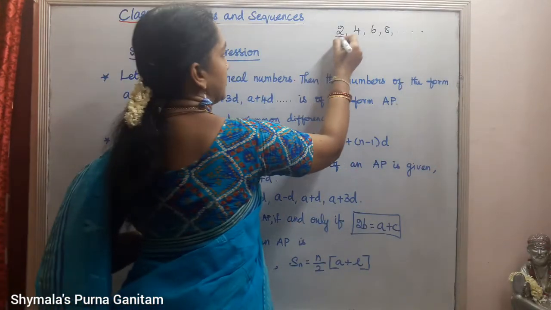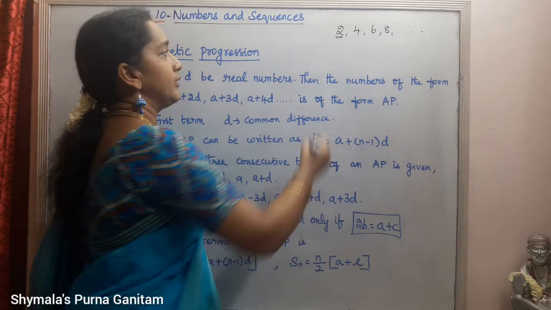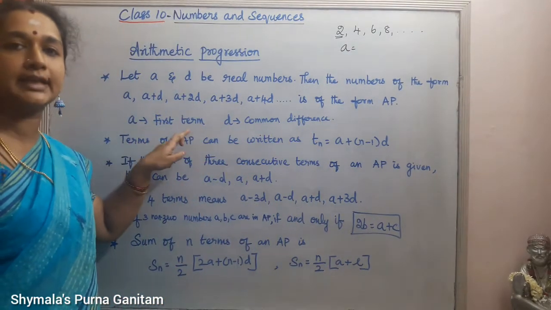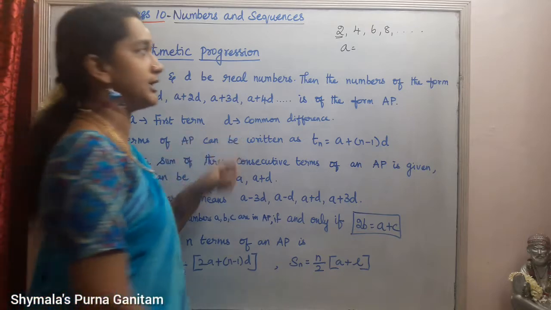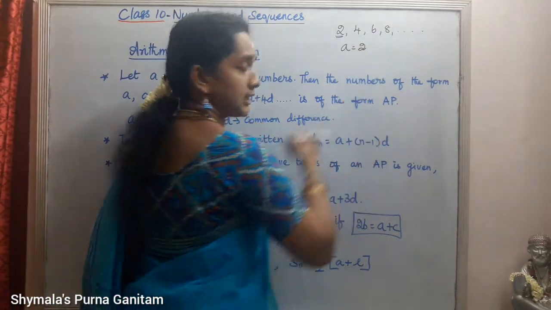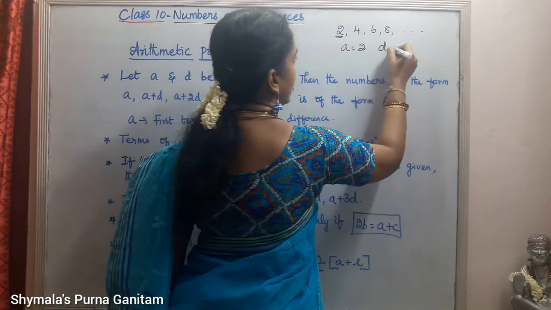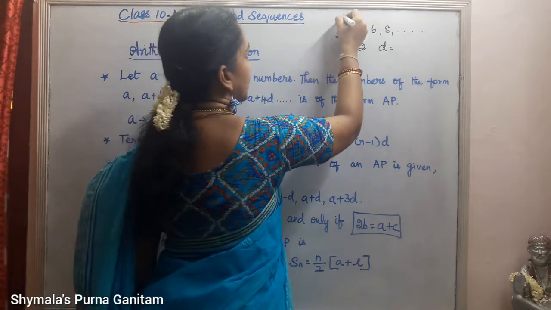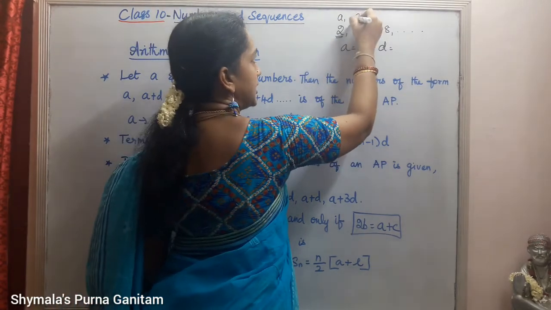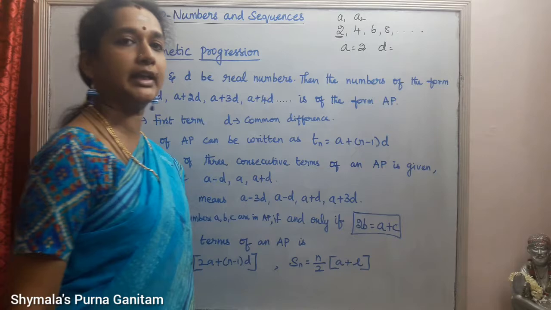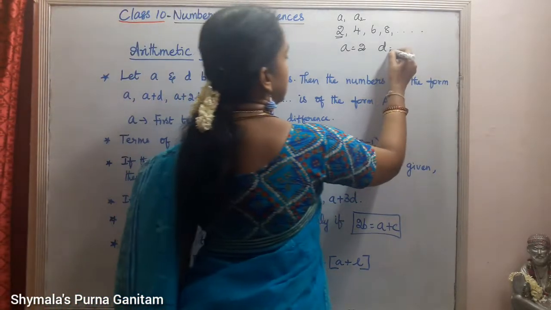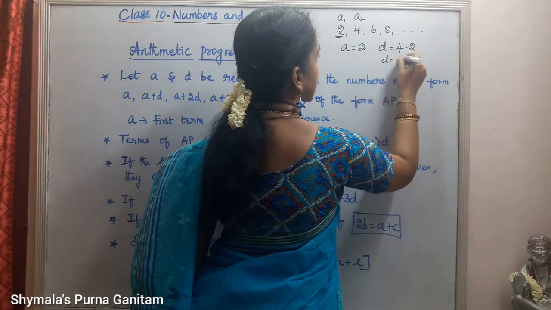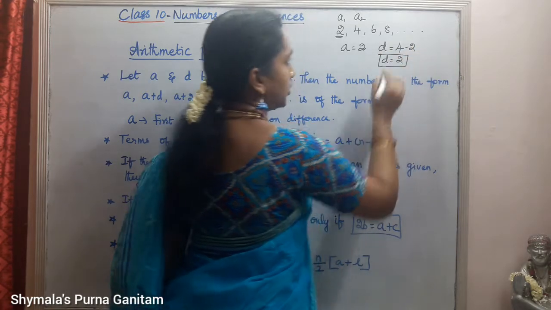The first term of this sequence is 2. We will take that first term as A, and D as the common difference. How to find the common difference: second term minus first term. We take 2 as the first term, A1, and the second term as A2. So D is equal to 4 minus 2, and we get the difference for this sum as D is equal to 2.